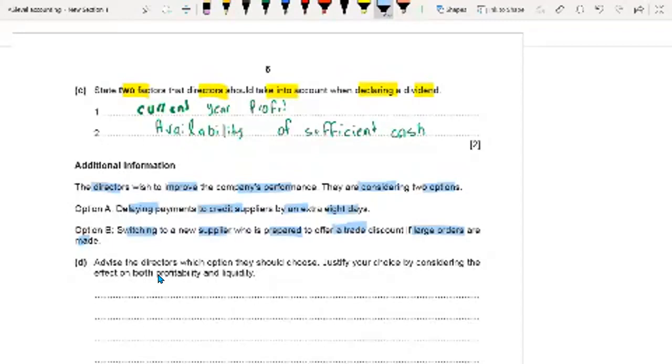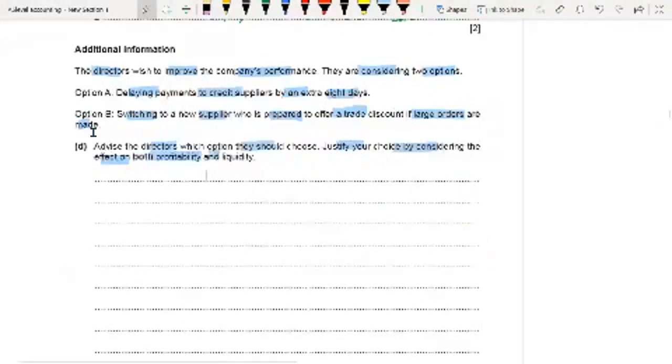Okay, the second question is that directors wish to improve the company's performance. They are considering two options. Option A is delaying payments to credit suppliers by an extra 8 days. And option B is switching to a new supplier who is prepared to offer a trade discount if large orders are made. We have to advise the directors which option they should choose. Justify your choice by considering the effect on both profitability and liquidity. So we have to talk about the profitability and the liquidity for both options.